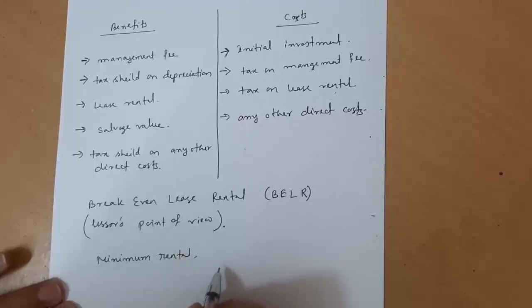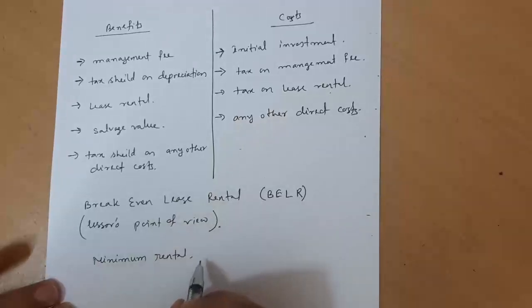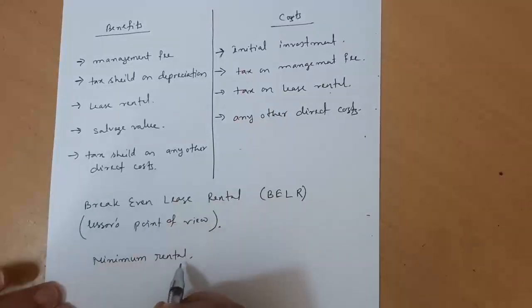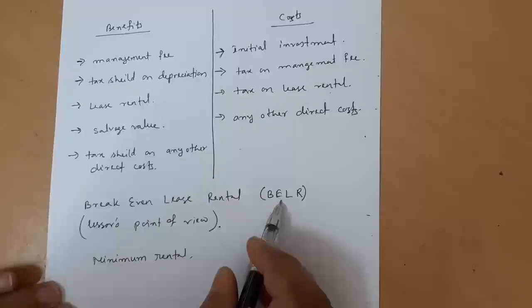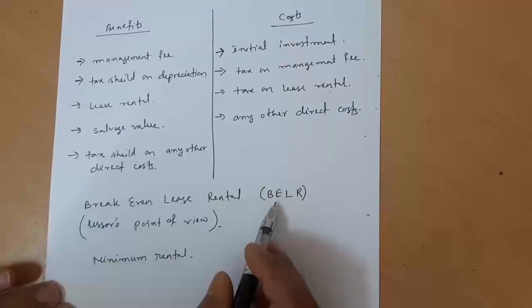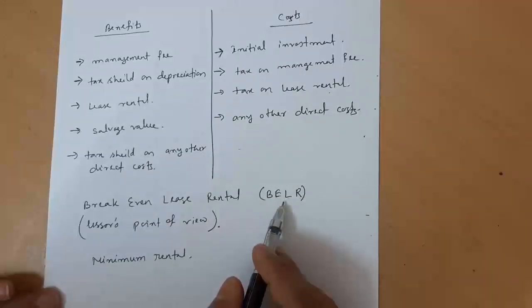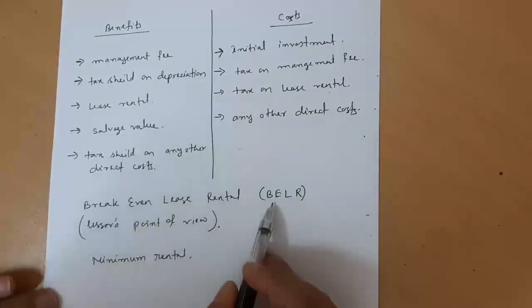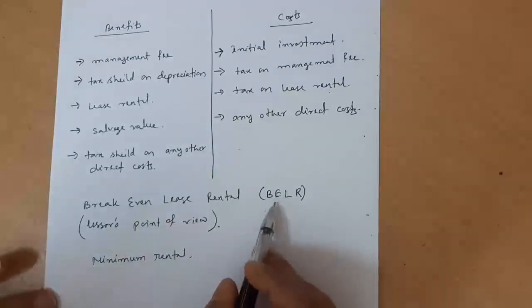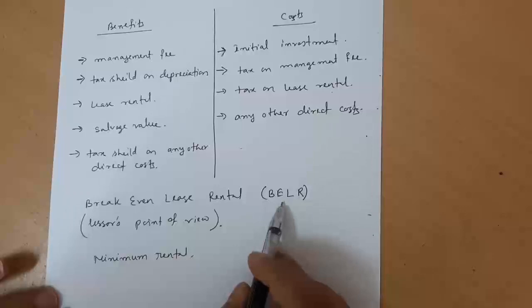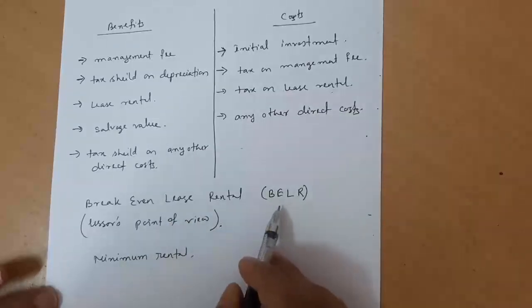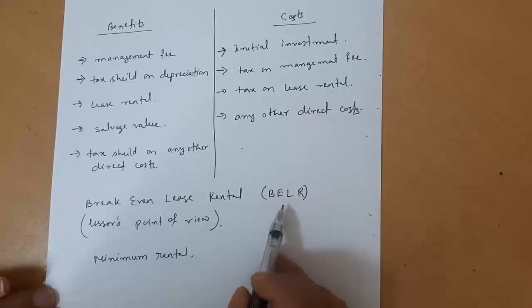Means if the lessor is having the asset and is going to lease it to some lessee, then what is the minimum rental which he must get? So that the lease is at break-even, that is, it is neither a profit nor a loss. If he gets more than the break-even lease rental, it will be profitable for the lessor. If he gets less than the break-even lease rental, then it is a loss for him. So if the rental which he gets is less than the BELR, then he should not go for that lease. And if the rental is more than the BELR, then the lessor should go for the lease. So at the break-even lease rental, the lessor is at a no profit no loss condition.